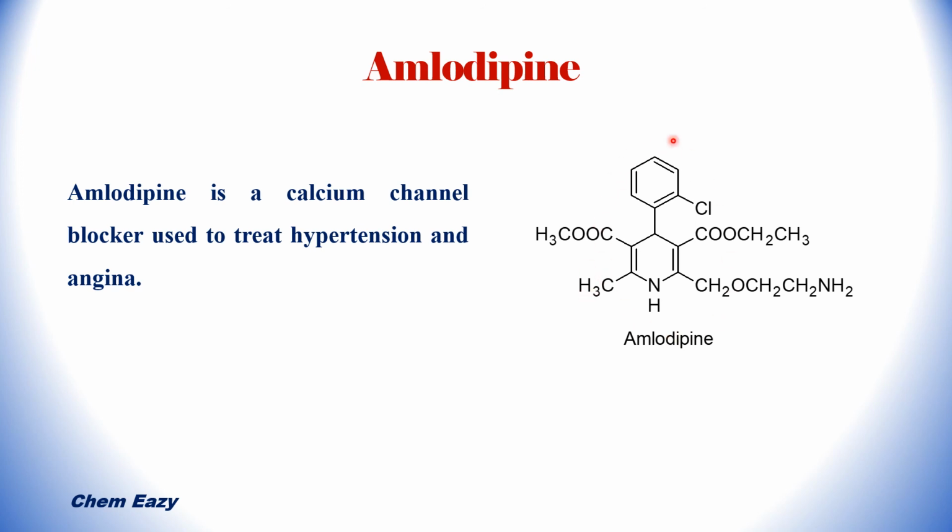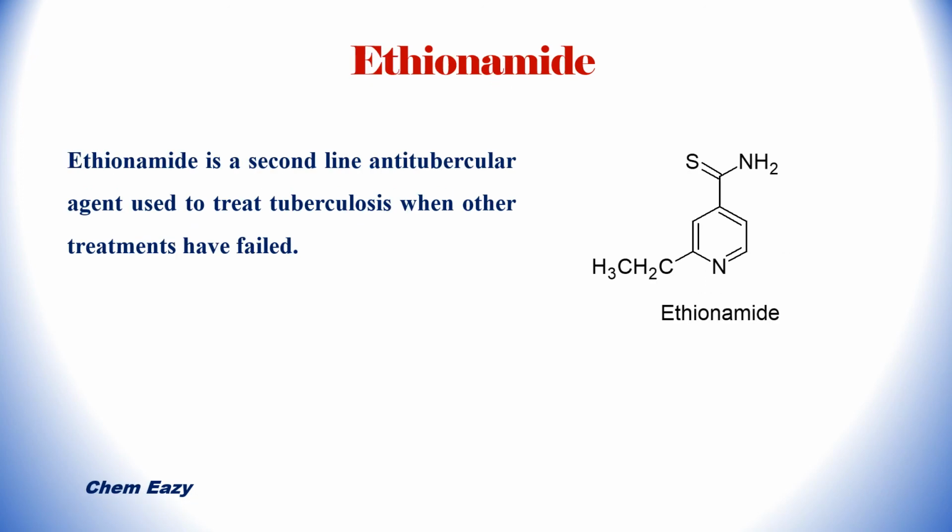This is the structure of amlodipine, which consists of dihydropyridine here. This drug is a calcium channel blocker used to treat hypertension and angina. Next one is ethionamide. Ethionamide is a second line anti-tubercular agent used to treat tuberculosis when other treatments have failed. Here you can find the structure of ethionamide with a pyridine nucleus here.